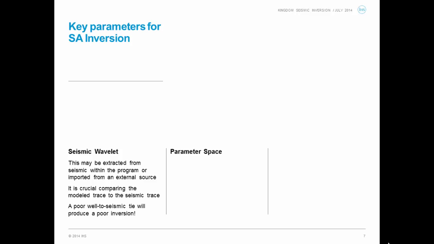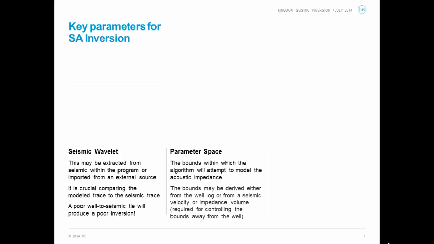Next up is the parameter space. The parameter space is the bounds within which the algorithm will attempt to model the acoustic impedance. The bounds may be derived either from the well log itself or from a separate seismic velocity or impedance volume. This will be required for lateral control away from the well location. If you're just testing a panel around the well location, then the well log itself may be a suitable function for deriving the initial bounds.